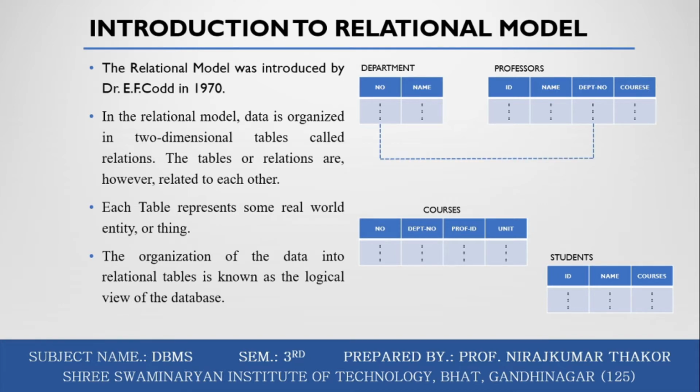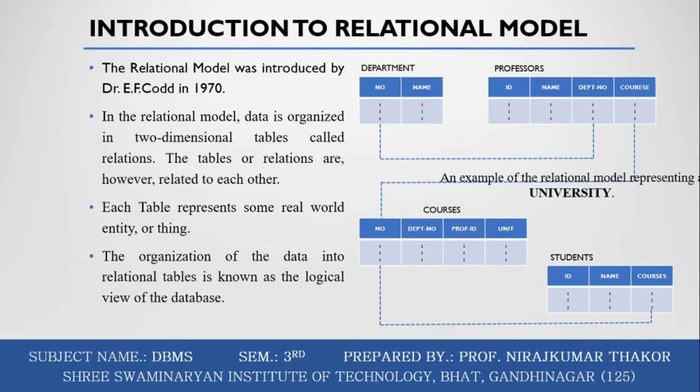Here we are seeing that the first one is a department table, the second one is a professor table, the third one is a course table, and the last one is a student table. In the department table, the number is a primary key, and in the professor table the department number field is a foreign key that represents the primary key of the department. And the second one is the course table, the number is the primary key of the course table, and in the professor table the course is a foreign key of that table. And this is an example of a relational model representing a university.